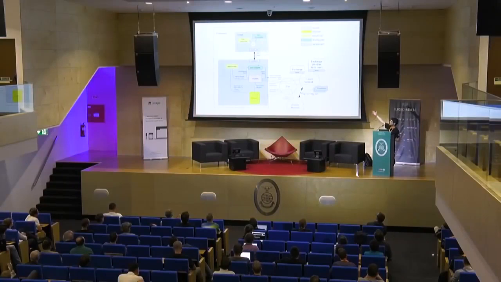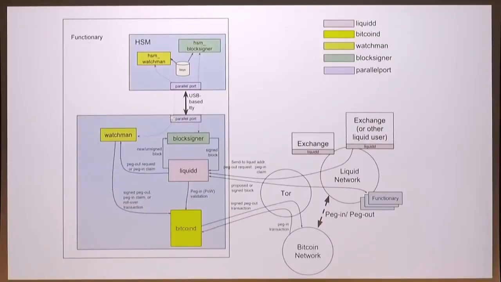So that would be the functionary machine, and inside there's like a regular computer, and that would be the big box, and the HSM is inside the computer, but it's independent. And these are the processes it would be running. It would run Bitcoin D for validating the Bitcoin chain and being able to look at the peg-ins and peg-outs. Liquid D for also validating the Liquid chain. And then there's these two processes, the block signer and the watchman.